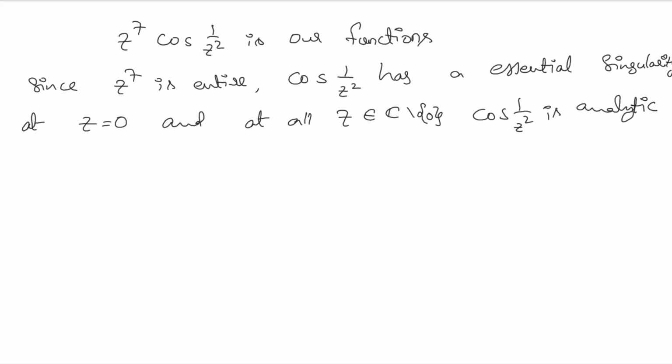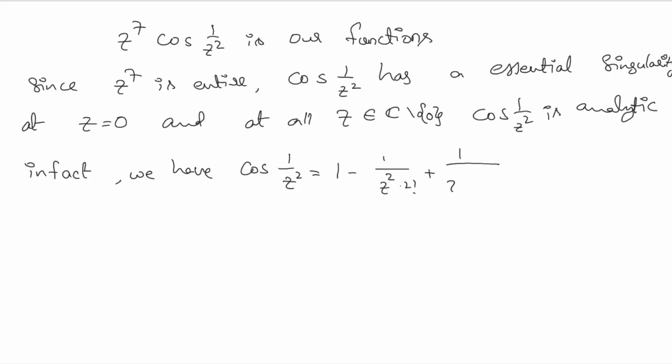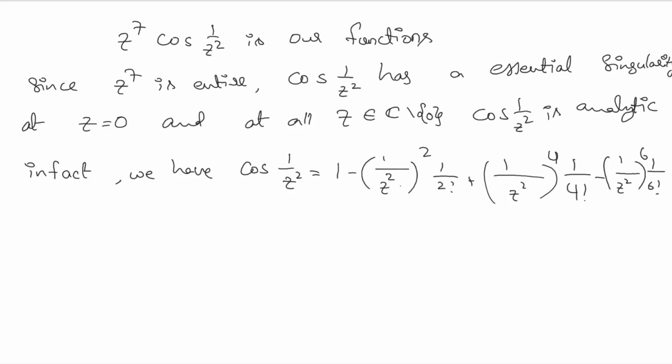Why is it an essential singularity? When we look at the Laurent series expansion of cos(1 divided by z square), we can see there exist infinitely many terms containing powers of 1 divided by z. In fact, cos(1 divided by z square) is nothing but 1 minus (1 divided by z square) squared times 1 divided by 2 factorial, plus (1 divided by z square) to the power of 4 times 1 divided by 4 factorial, minus (1 divided by z square) to the power of 6 times 1 divided by 6 factorial, plus and so on. This is the expansion of cos(1 divided by z square).